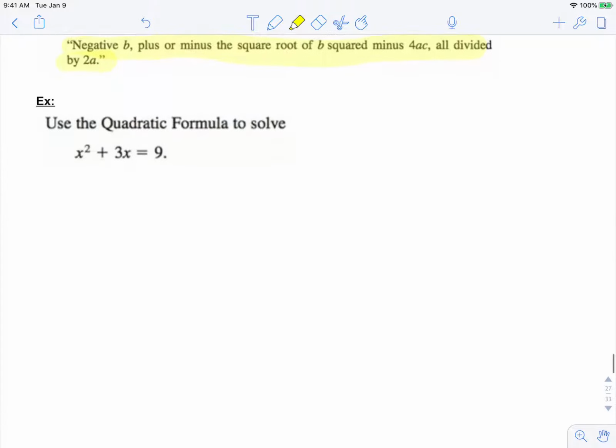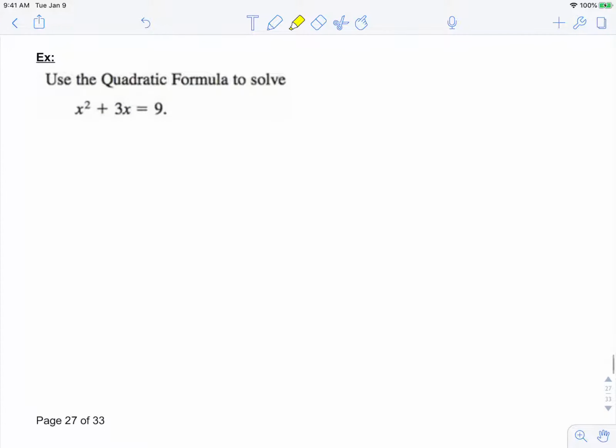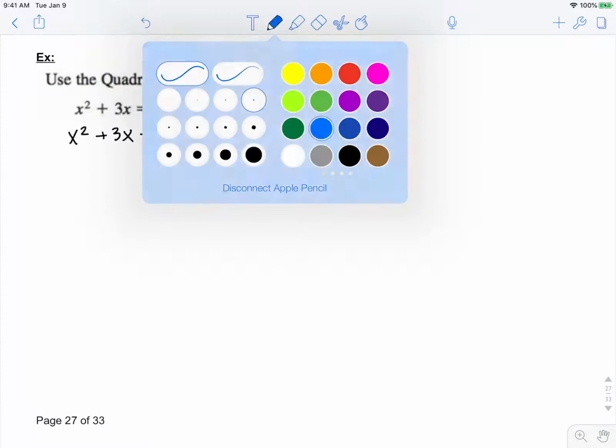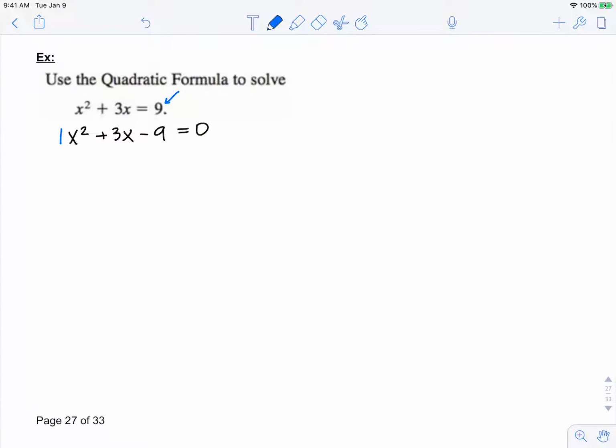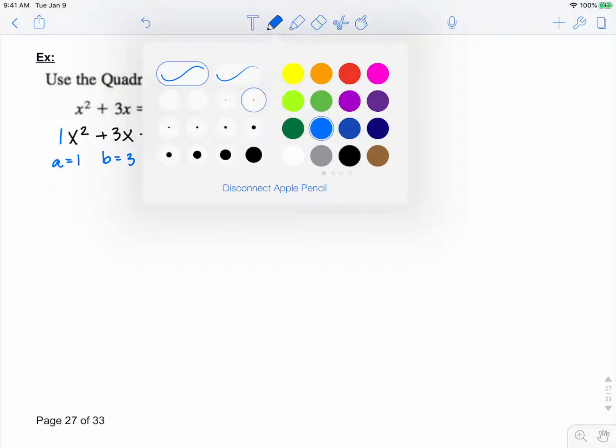So here in this first example, we want to use the quadratic formula to solve this equation. The first thing we have to do is get this side equal to 0, and we have x squared plus 3x minus 9 equals 0. And notice you cannot solve this by factoring. So now we know a is 1, b is 3, c is negative 9.